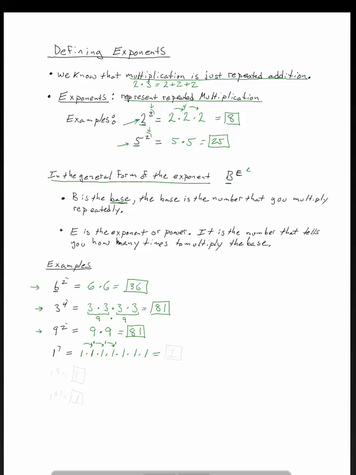So we can see that it doesn't matter how many times I multiply 1 by itself, my answer is going to be 1. And that would be true for any power. So 1 to the power of 9 would also be 1. 1 to the power of 27 would be 1. Because it doesn't matter how many times I multiply 1 by itself, I'm going to get 1.